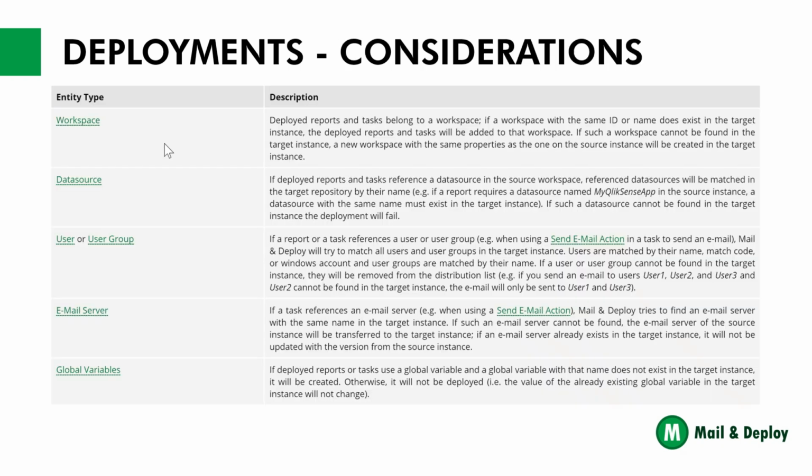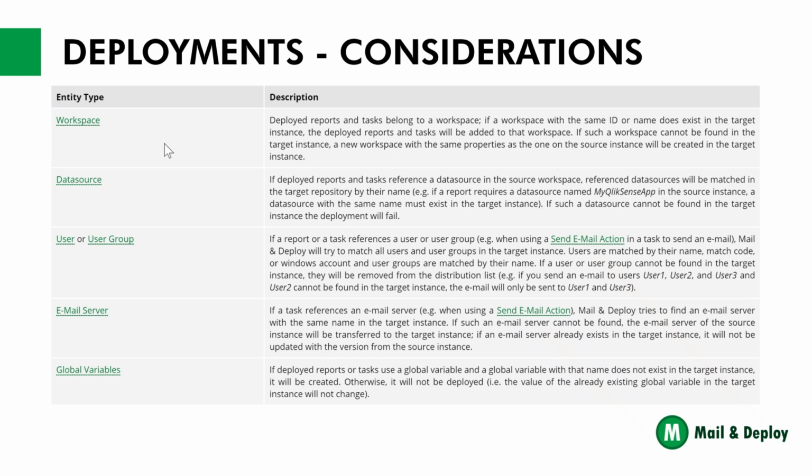When deploying tasks and reports from one server to another, here are the most important things to keep in mind. Workspaces. The workspace must have exactly the same name in both environments. Data sources. These are not deployed automatically. This is because data sources often connect to different Qlik environments. For example, your Mail and Deploy SaaS environment might connect to your Qlik SaaS testing environment, while production connects to your live Qlik SaaS. You'll need to set them up manually, and the names must be exactly the same.